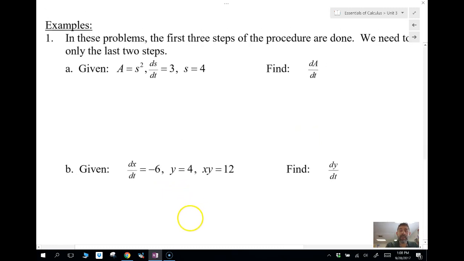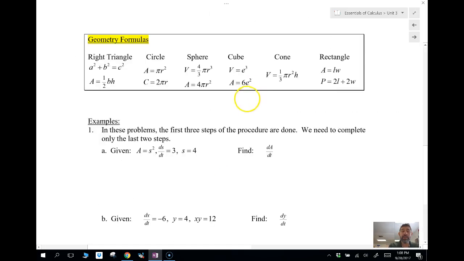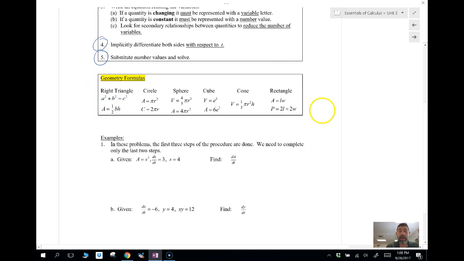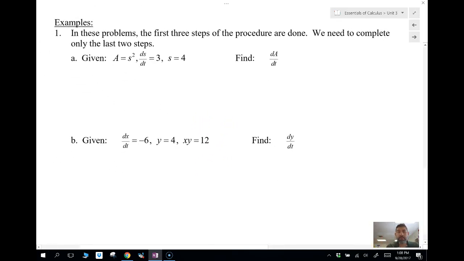These don't really have any context to them. This is the area of a square, s squared. The first three steps of the procedure are already done. We've already drawn the figure, we've already written what is given, and we already wrote all our equations. So what we're going to do is just look at the calculus part, which is steps 4 and 5, and then I'll show you some actual problems that we'd be doing.